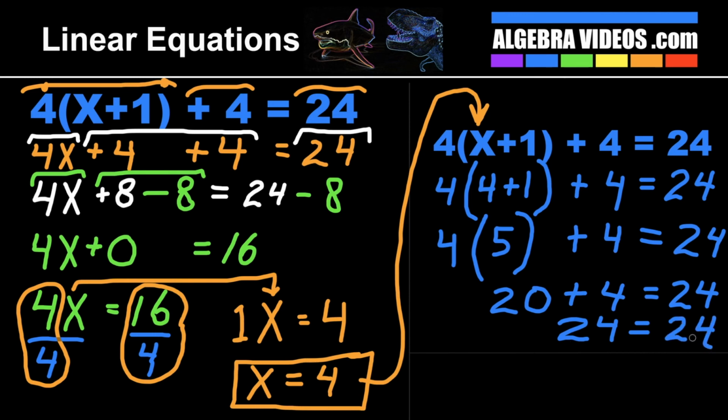Okay, so 24 equals 24. That means we got two numbers that equal each other when we did this equation, and that means that our equation held true when we plugged in the solution of x equals 4. And that means we got the right answer, x equals 4. So I'm going to give us an A+.